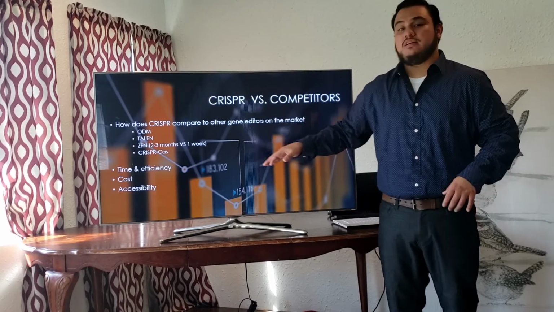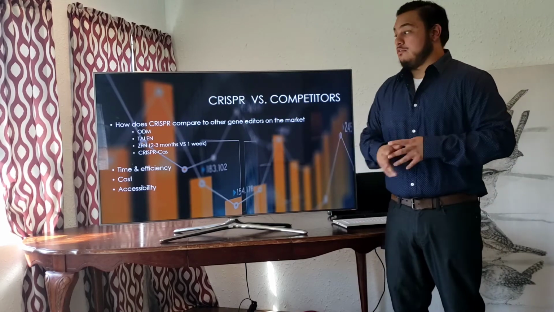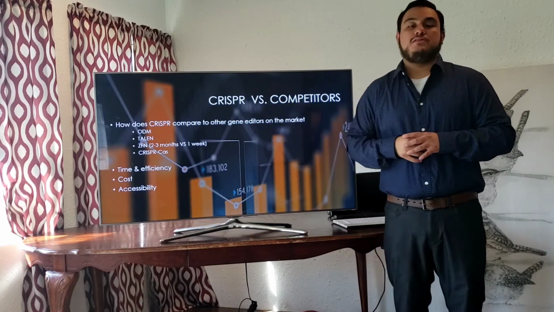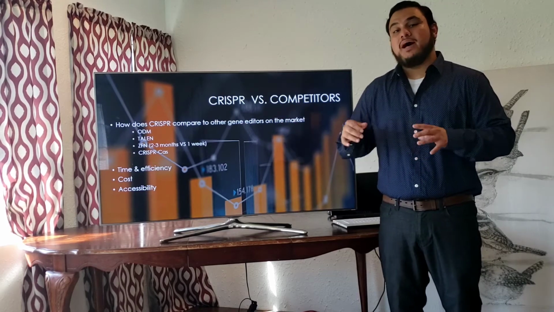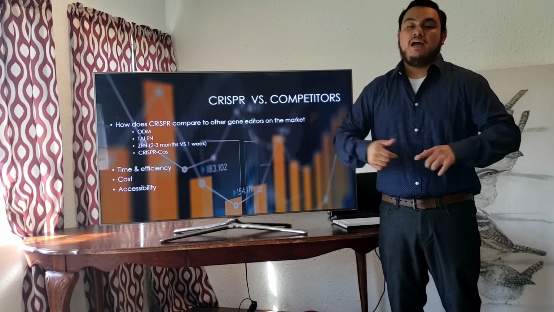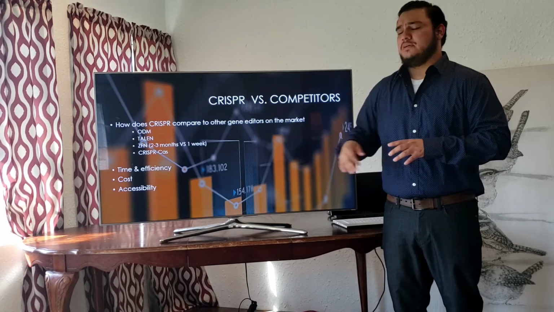Now, when it comes to cost and accessibility, how does CRISPR compare? Well, CRISPR is significantly cheaper than all these. As a matter of fact, one of the studies that I saw said that you can buy some CRISPR products online right now for about $60. So this brings me to accessibility.